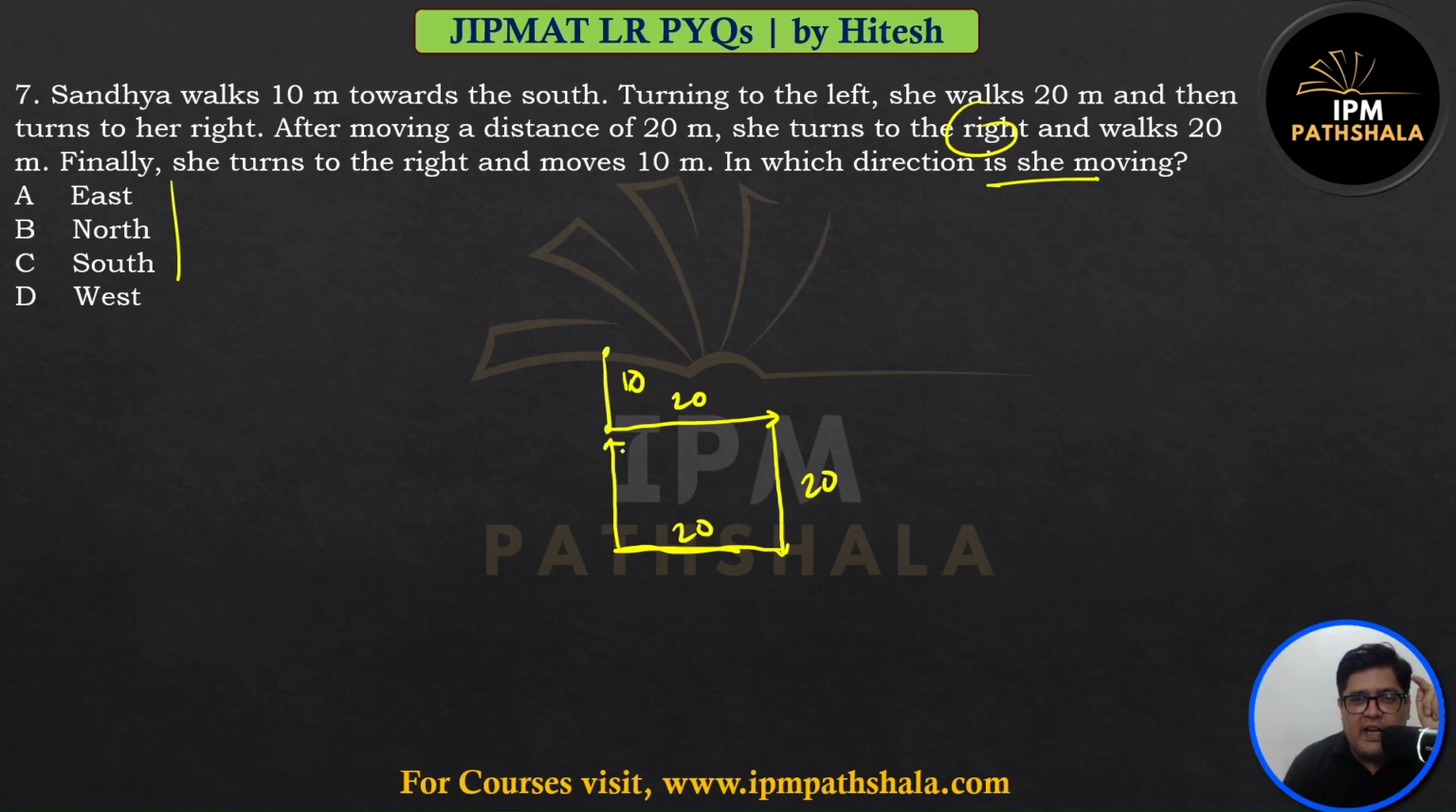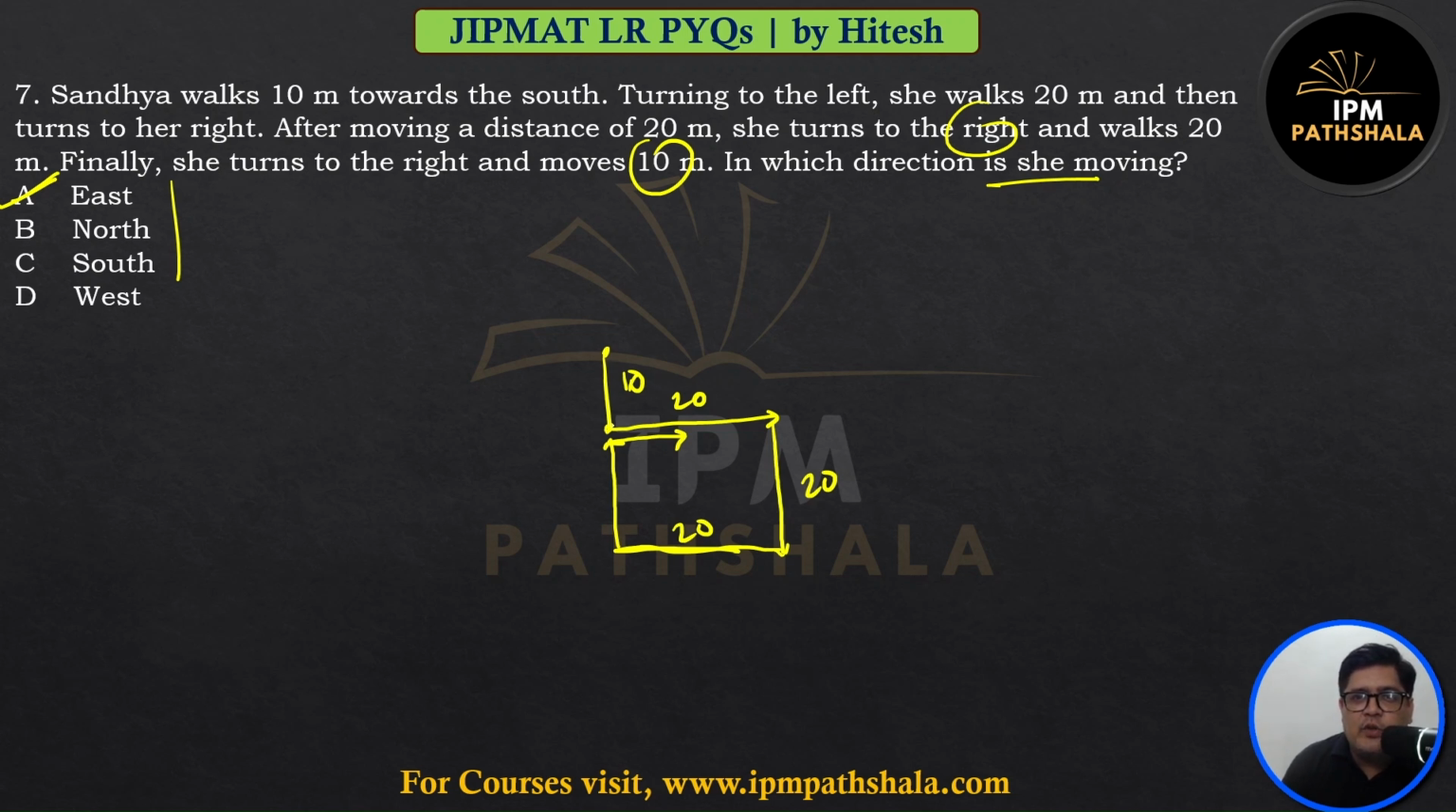Now she turns right. Now when she turns right and travels 10 meters, she is heading towards east. Walks 20 meters, finally turns to right and moves 10 meters. She is heading towards east. Let us try this one more time.